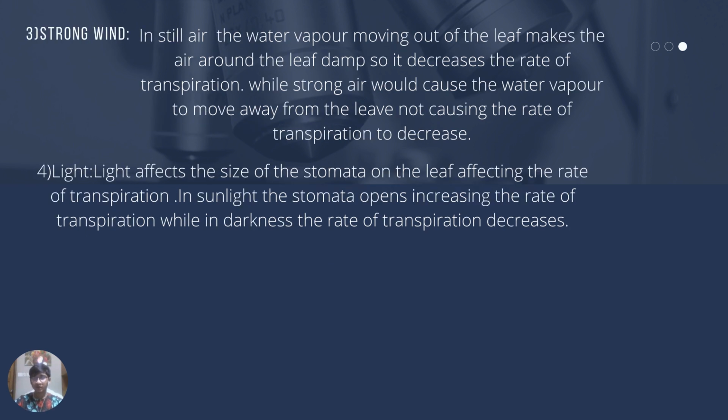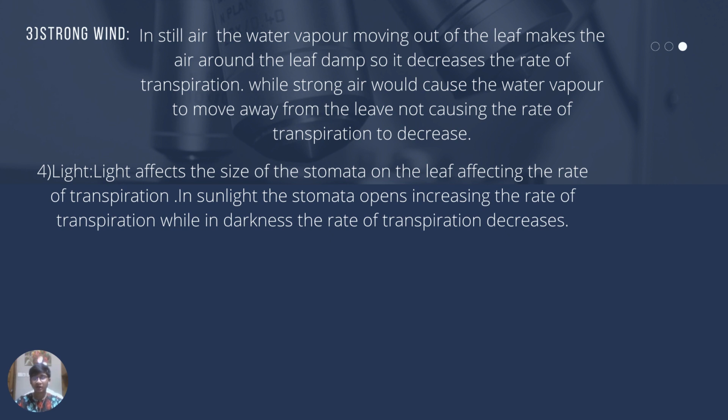Moving on, there are two more factors that affect the rate of transpiration. Strong wind is one of them. In still air, the water vapor moves out of the leaf, making the air around the leaf damp, so it decreases the rate of transpiration. While in strong wind, it would cause the water vapor to move away from the leaf, preventing the rate of transpiration from decreasing.